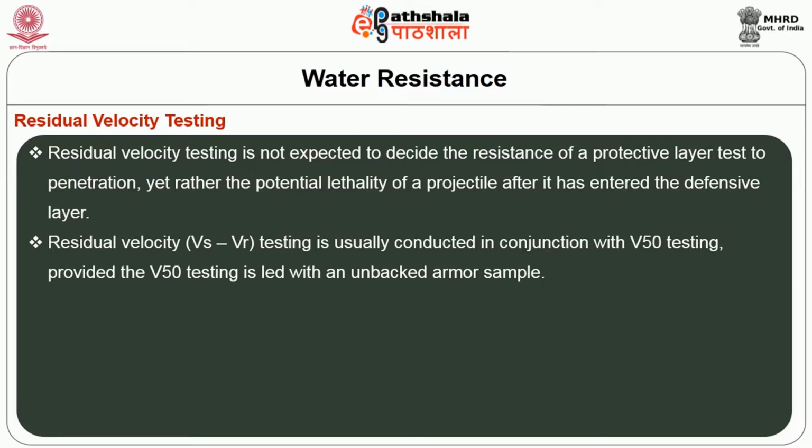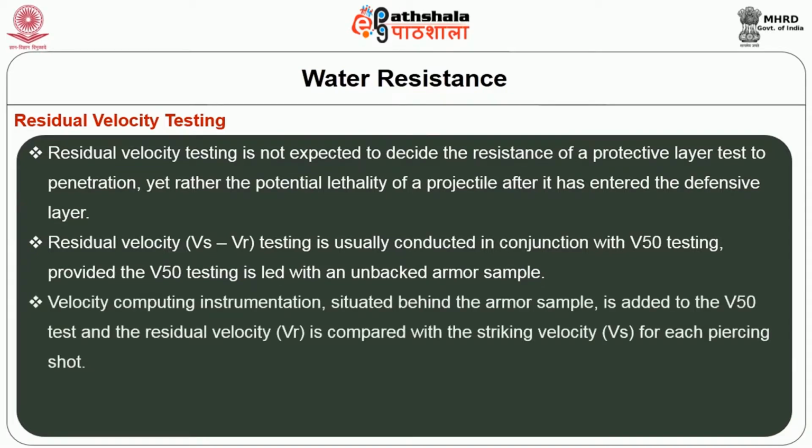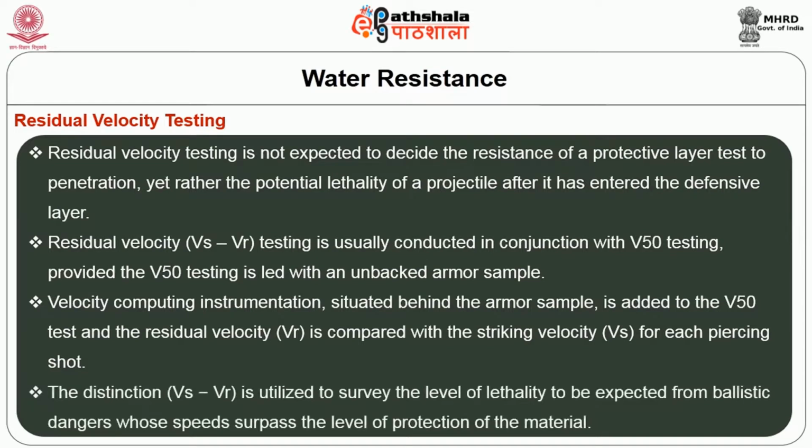The V50 testing is conducted with an unbacked armor sample, while this is not the case for residual velocity testing. Velocity measuring instrumentation situated behind the armor sample is added to the V50 test, and the residual velocity, VR, is compared with the striking velocity, VS, for each piercing shot of the armor material. The residual velocity is utilized to assess the level of lethality to be expected from ballistic threats whose speeds surpass the level of protection of the woven materials.